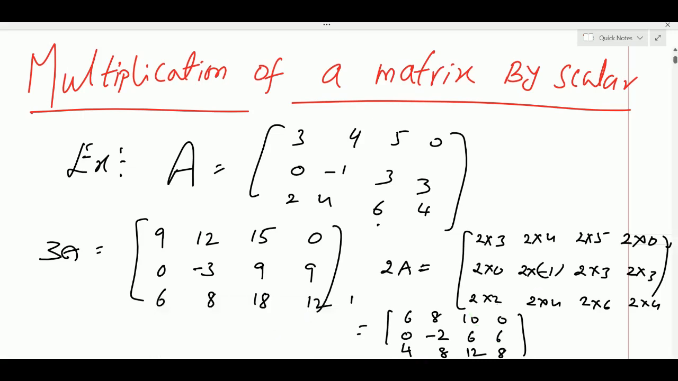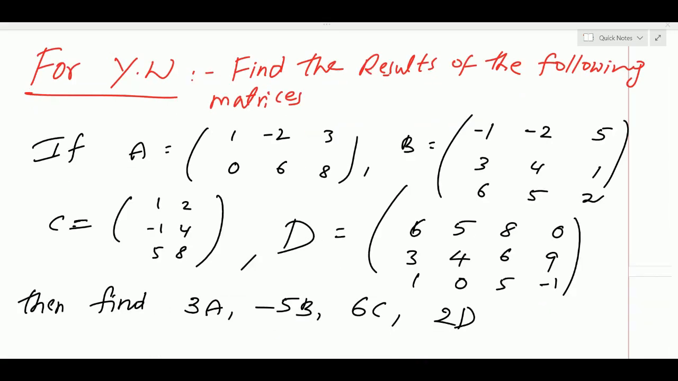This depends upon multiplication of a matrix by a scalar. Giving some questions for your work. YW means for your work. Find the results of the following matrices. A, B, C, D, four types of matrices are given to you. Then find 3A, -5B, 6C and 2D. Put your result in the comment section. I will definitely check it. Okay, I hope you can do it.